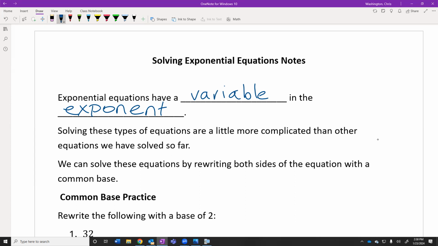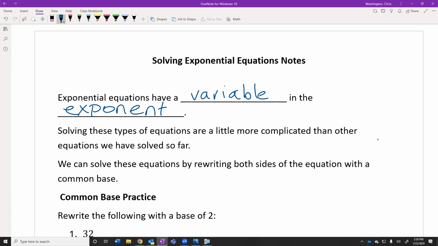I'm not going to say they're harder. I know that, like you just said, they're complicated. We can't use all of the techniques we've learned already to solve these types of equations. We can't add 5 and subtract 3 from both sides and divide by 2 and take the square root of both sides, because the x is still going to be in the exponent.